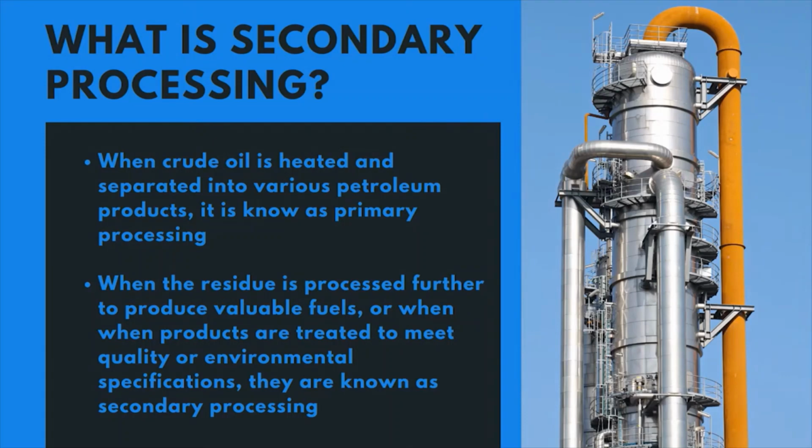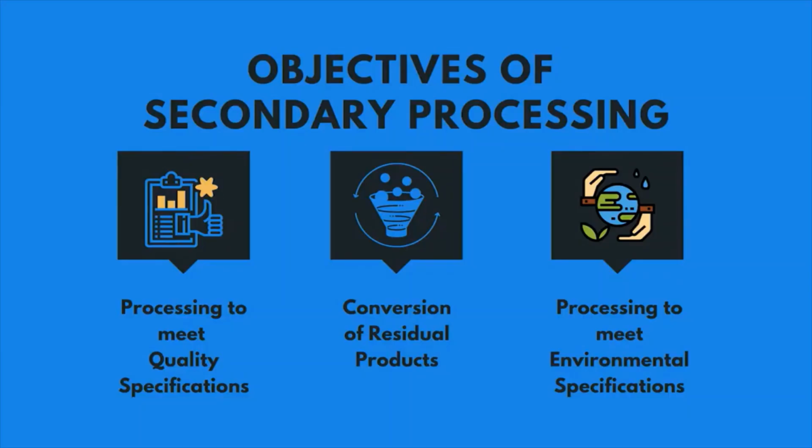So, in order to maximize the profitability of the refinery, this residue is taken to other units where it is cracked and converted into valuable products. And there are some other units where we try to modify certain chemical properties of the petroleum streams. So, these are all part of the secondary processing. Let us try to understand the objectives of secondary processing.